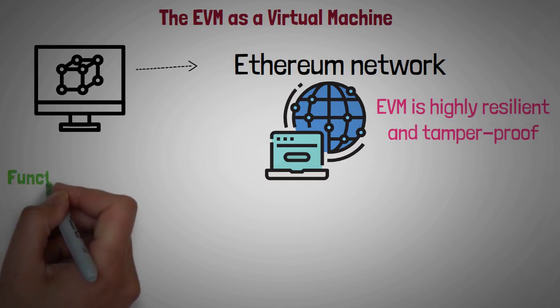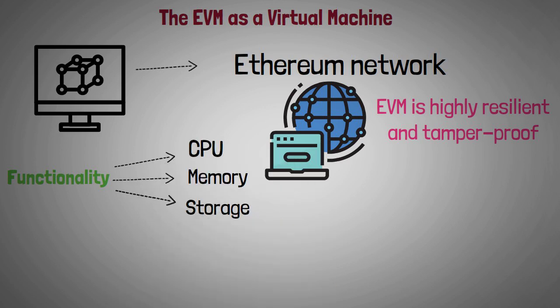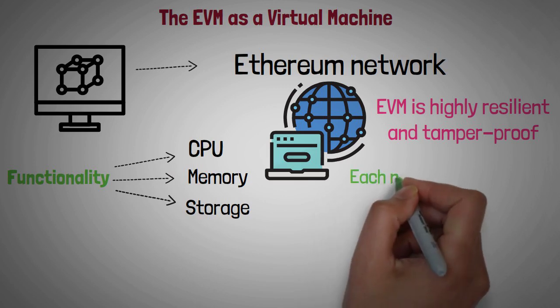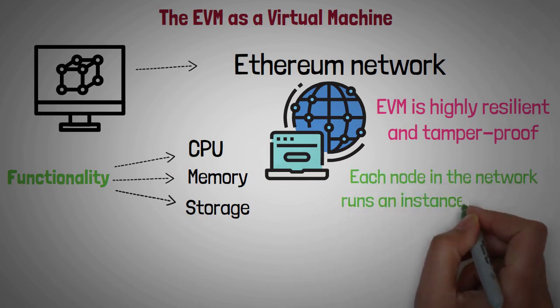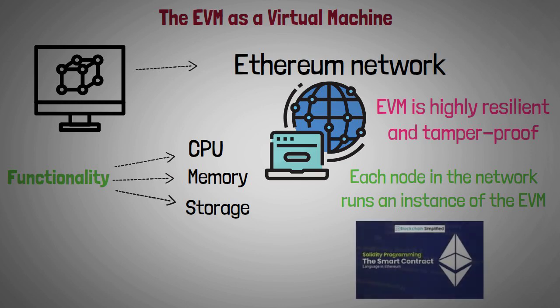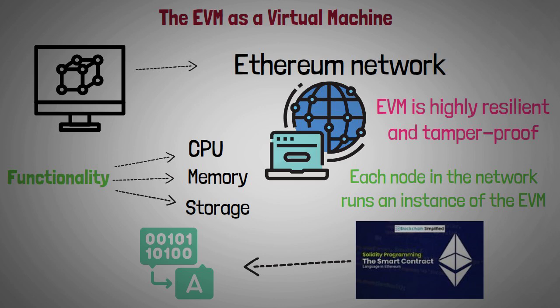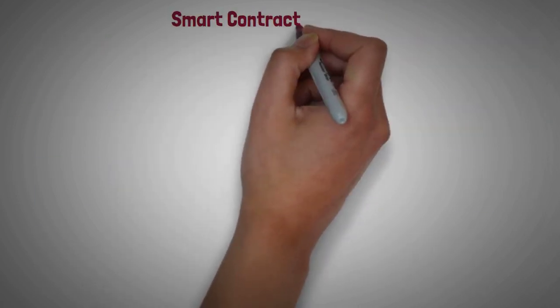In terms of functionality, the EVM mirrors the components of a traditional computer, such as CPU, memory, and storage. But it is specialized for executing smart contracts. Each node in the network runs an instance of the EVM, processing transactions and updating the blockchain state. The EVM reads and executes smart contract code written in high-level programming languages like Solidity, translating it into bytecode that it can process. This setup allows the EVM to maintain consistency and reliability across the network, ensuring that smart contracts run smoothly and predictably.